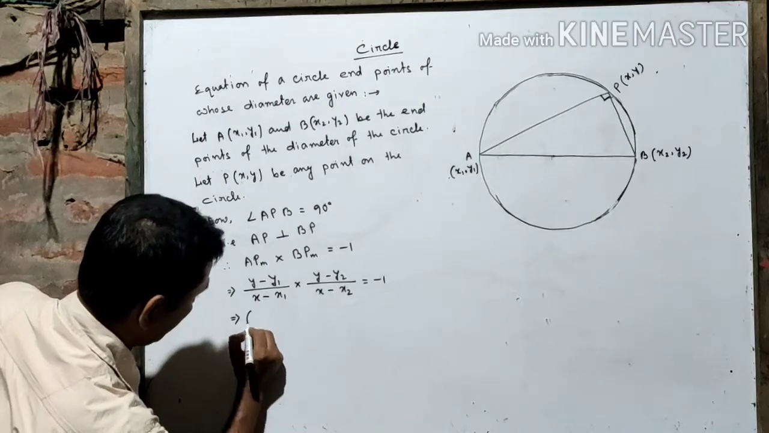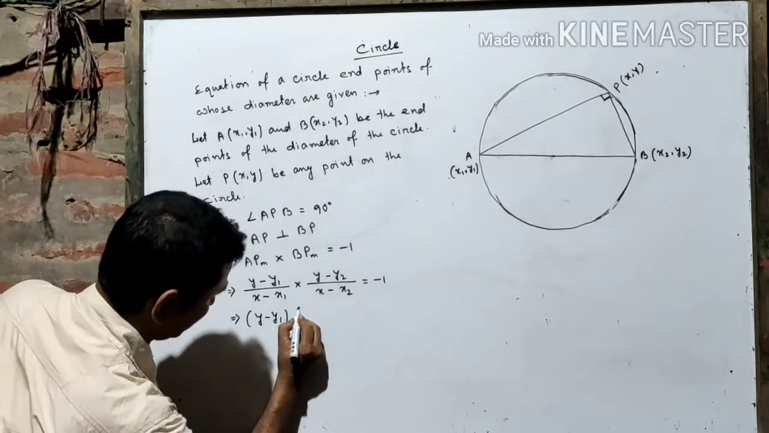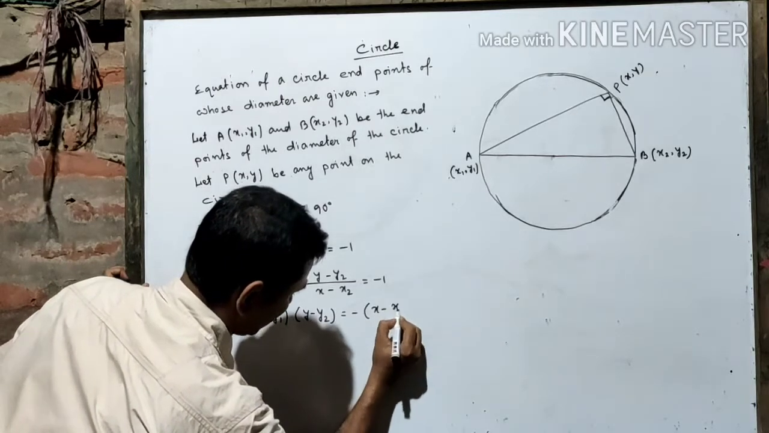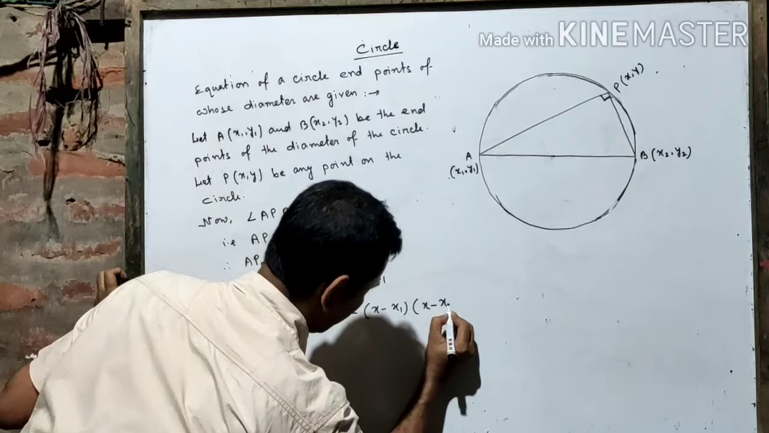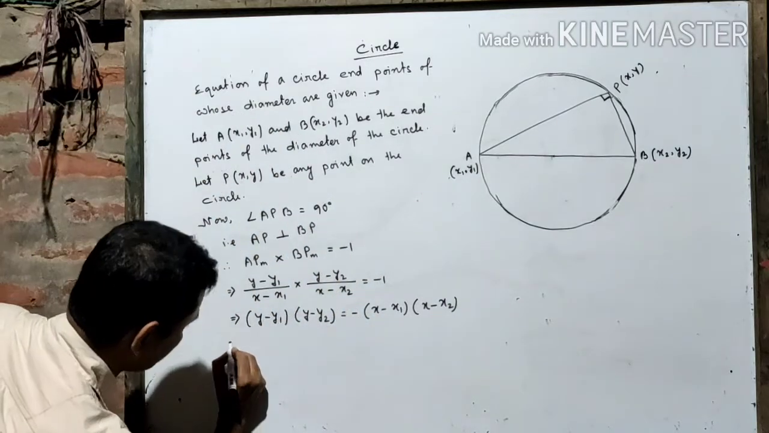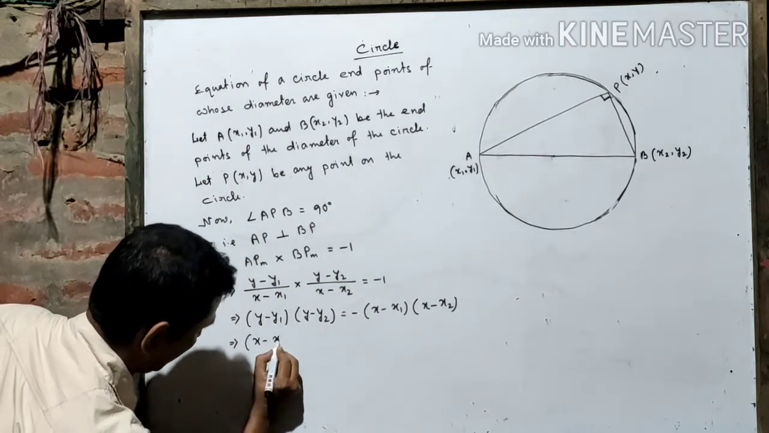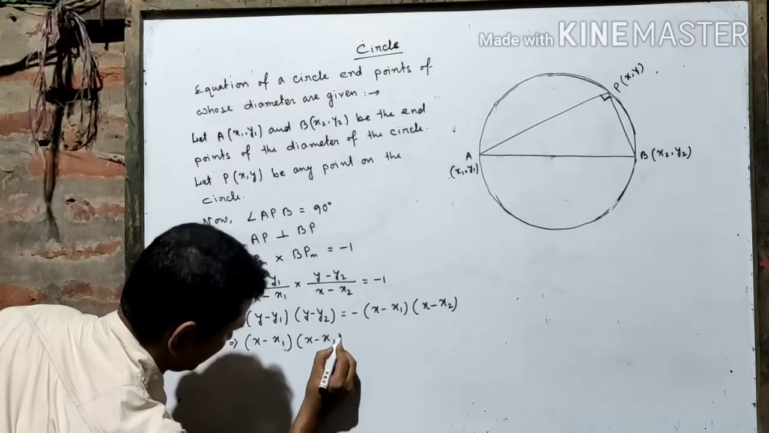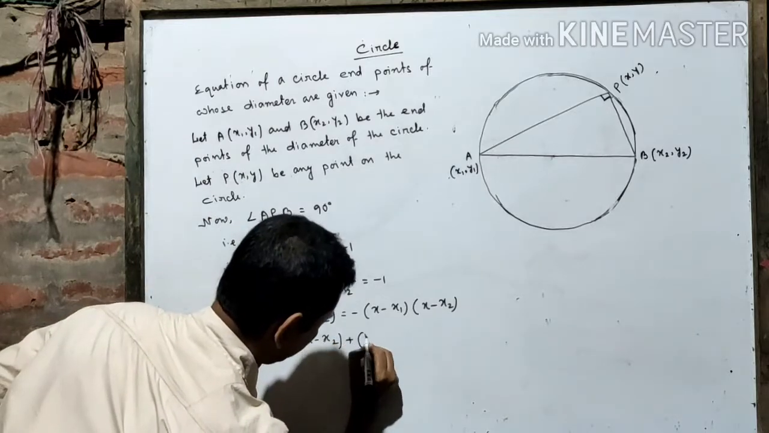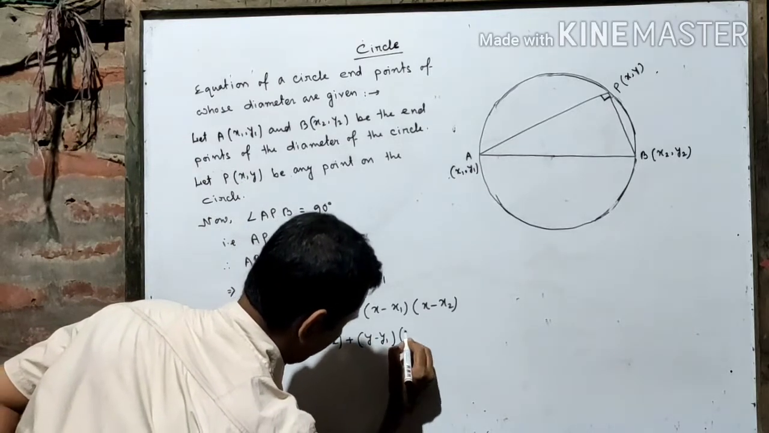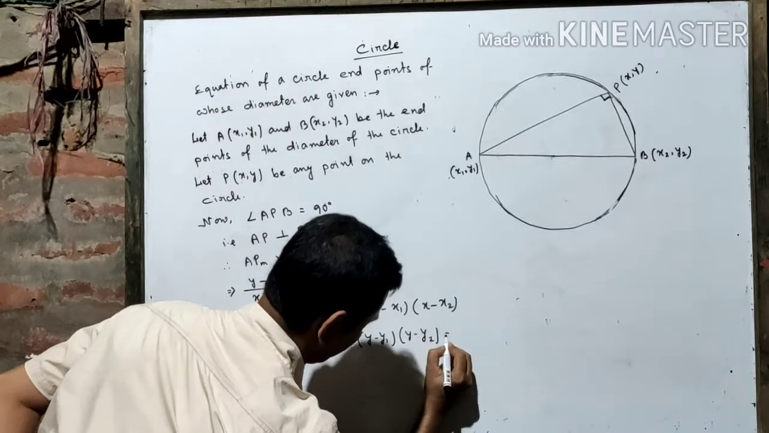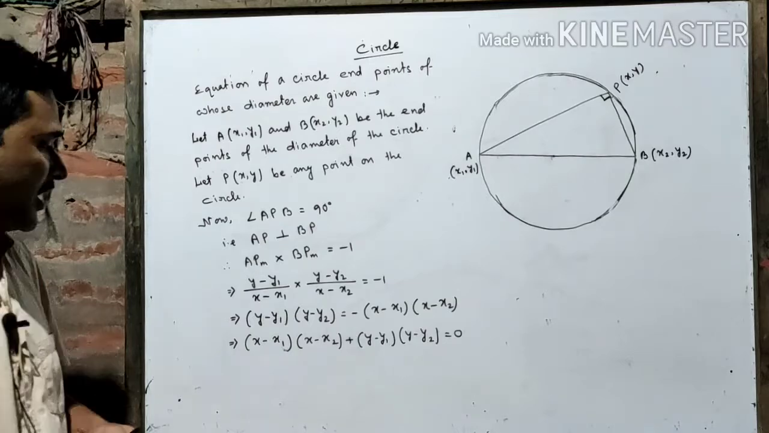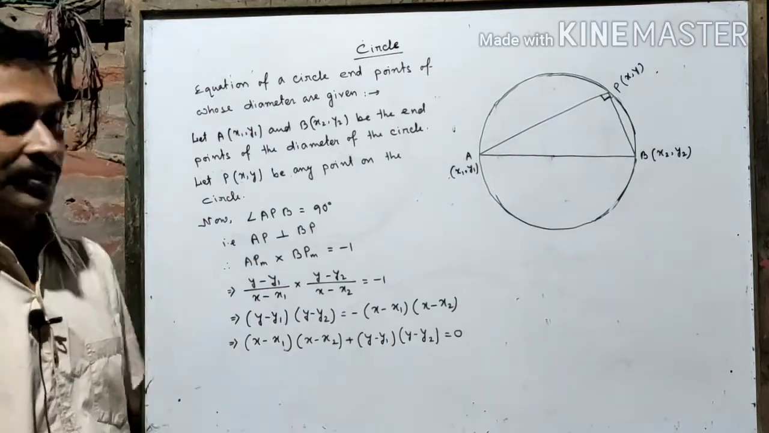This implies (y minus y1) into (y minus y2) is equal to minus of (x minus x1) into (x minus x2). This implies (x minus x1)(x minus x2) plus (y minus y1)(y minus y2) equals 0. So this is the equation of a circle, the endpoints of whose diameter are (x1, y1) and (x2, y2).